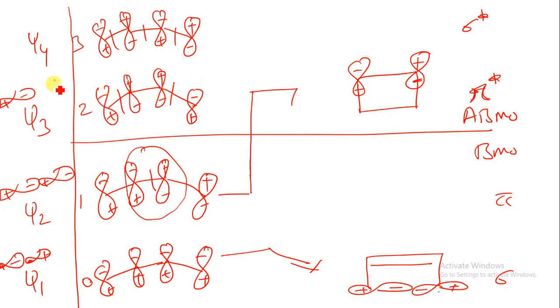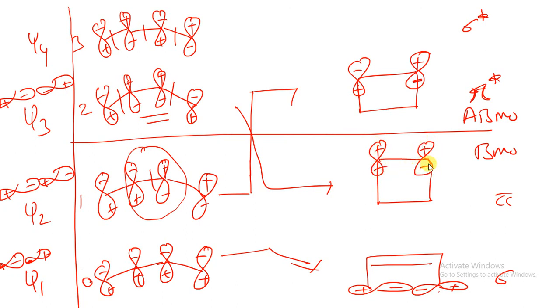Then after psi 3, it will come under the minus plus sign, that is clockwise direction, and anti-clockwise direction, both the signs are different. So minus minus, it is having a pi star orbital, it will come under the pi orbital. So you have to show the pi orbital. That is the middle one, that is plus minus and plus minus.